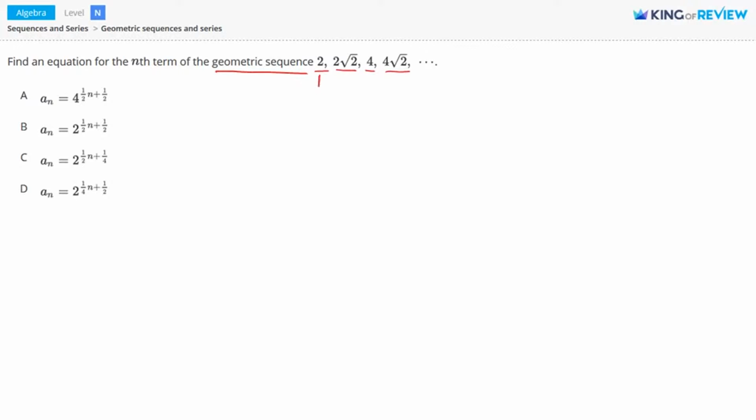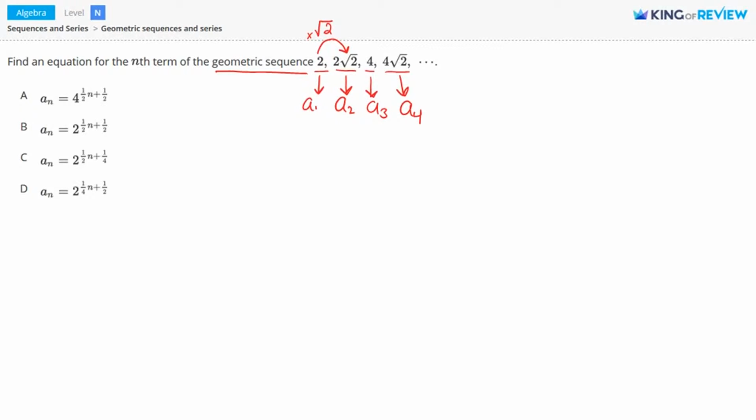The first term, which is 2, this is called A1 because it's the first term. 2 square root 2, this is the second term, so we call it A2. 4 is the third term, so we call it A3. And this naming pattern continues. A4 is the fourth term. So let's look at how we go from the first term to the second term. How do we go from a 2 to a 2 square root 2? Well, we can multiply by square root of 2.